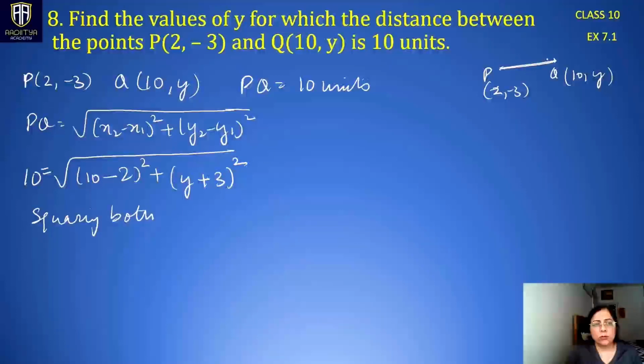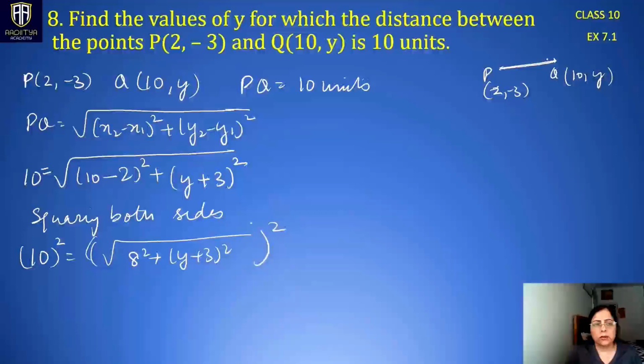Squaring both sides. That makes it 10 raised to the power 2. And if you take the square, this is 8 square plus (y plus 3) whole square. Take the square. This whole square gets reduced by the square root. So this becomes 100. Now since this square root has been removed, I am opening this.